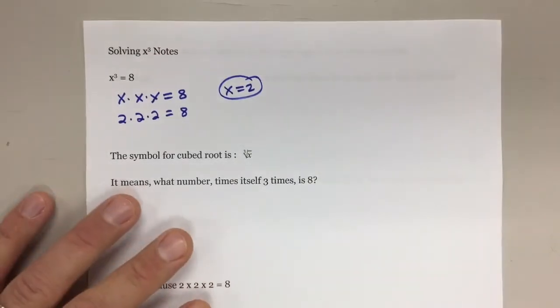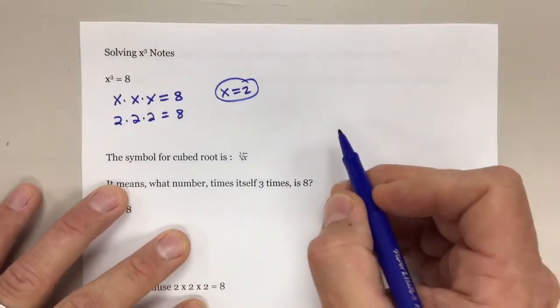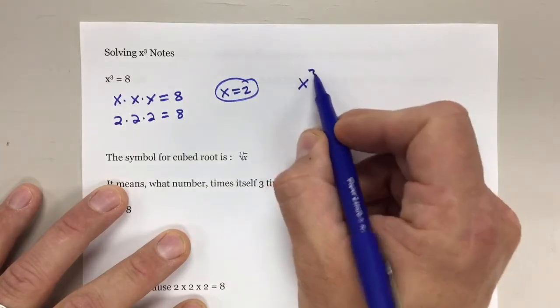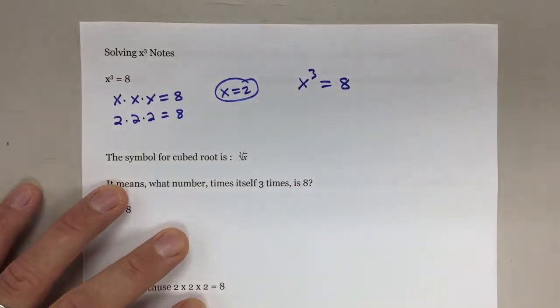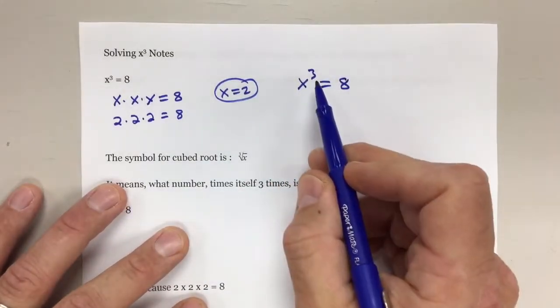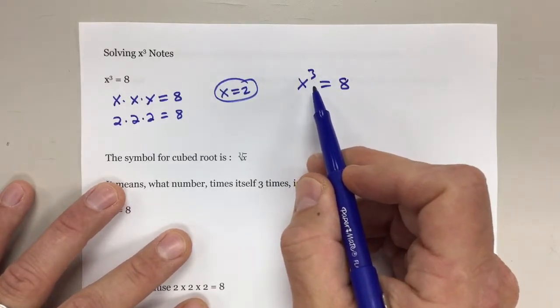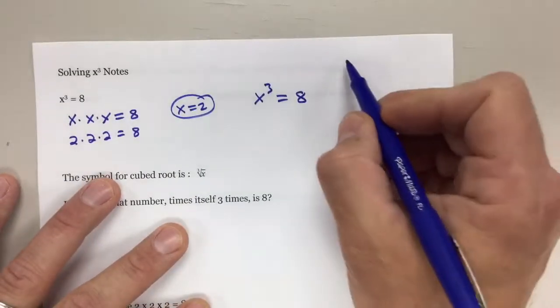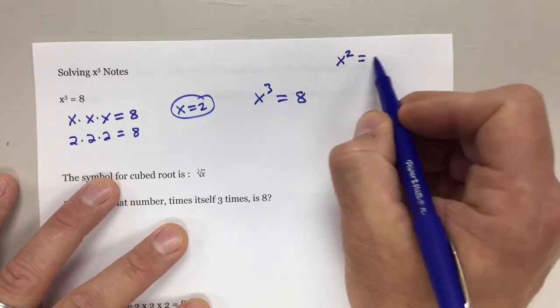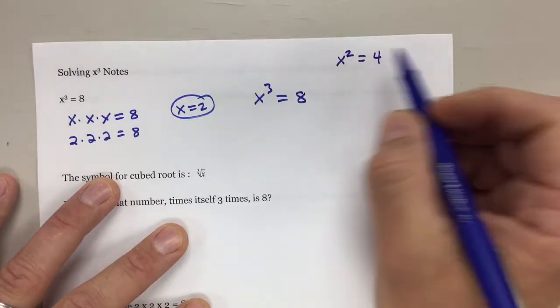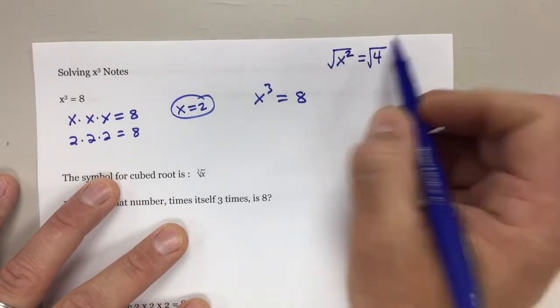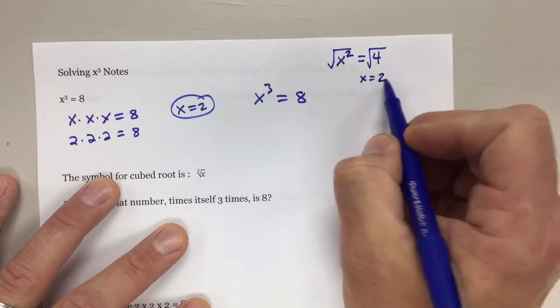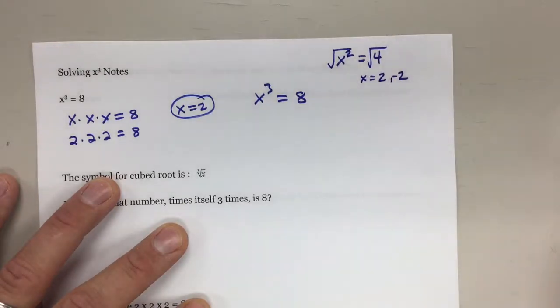Now, to actually solve this equation using algebra, what we do is we take the cubed root of both sides. Now, when we have equations like x squared equals 4, the way to solve it was to take the square root of both sides. And that got us 2 and negative 2 as our answers.